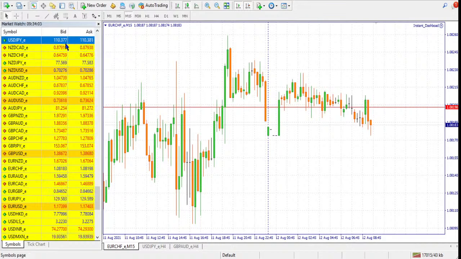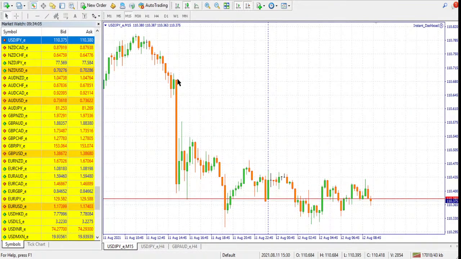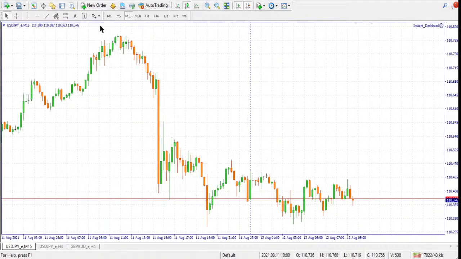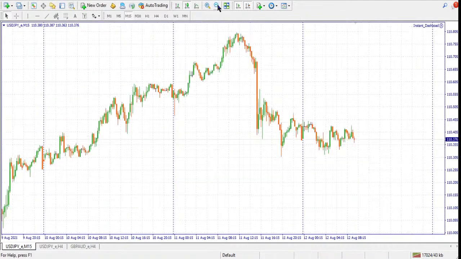I want us to start the analysis of the USD/JPY. Today we'll look at lesser time frames. We'll look at less than 1 hour time frames mostly.